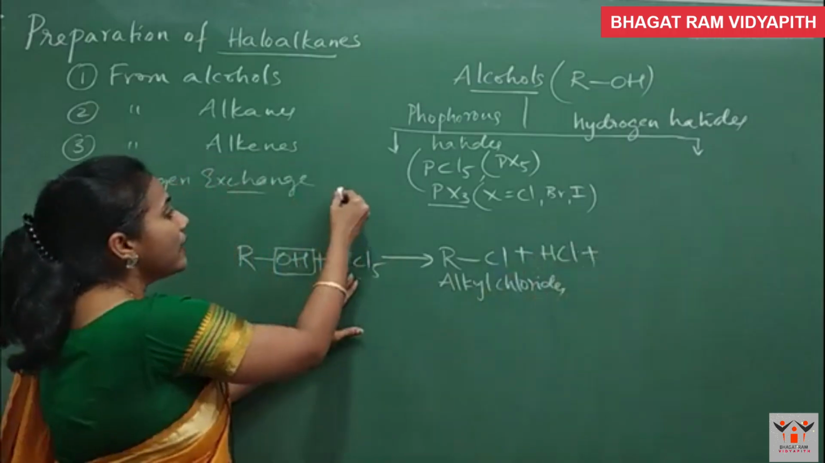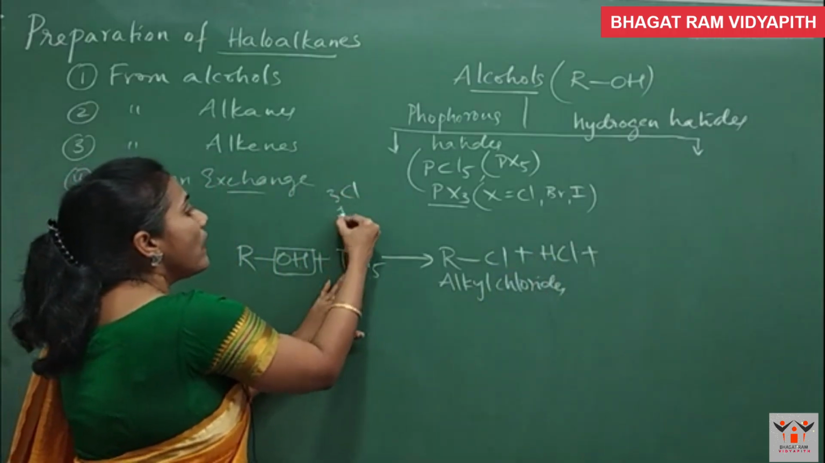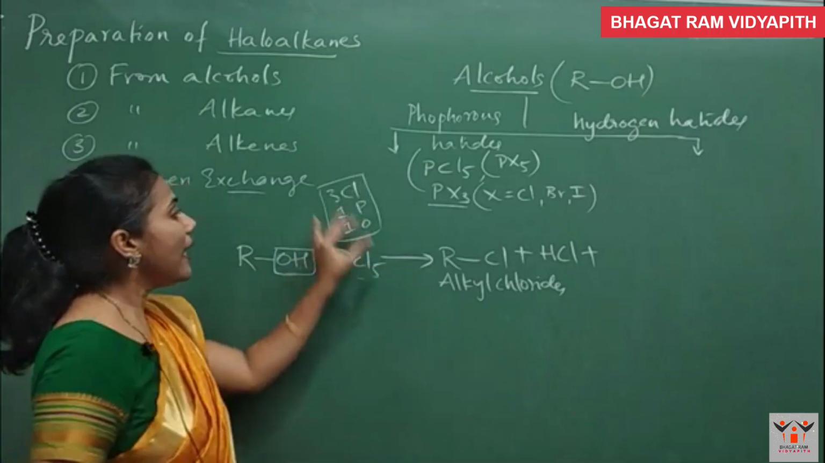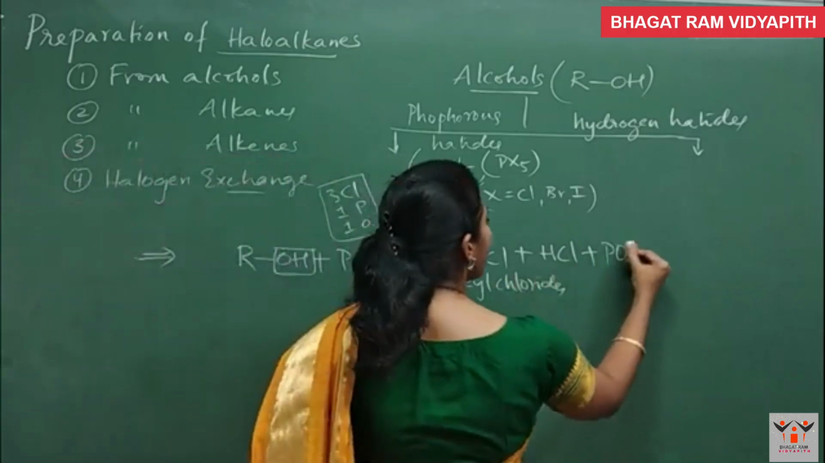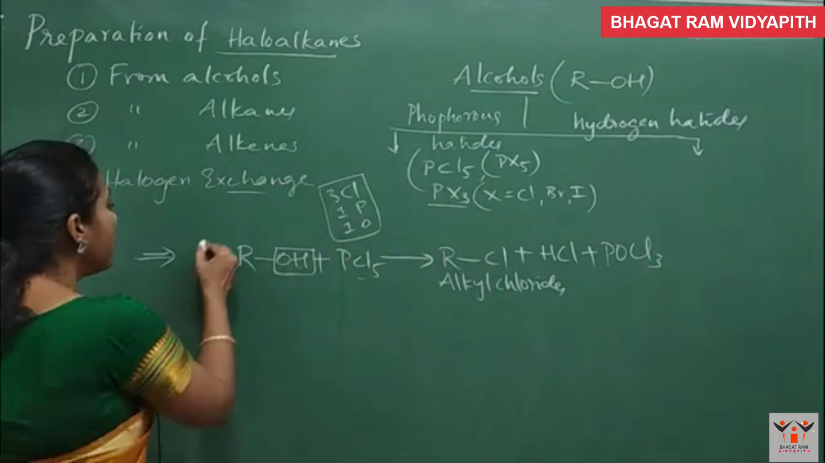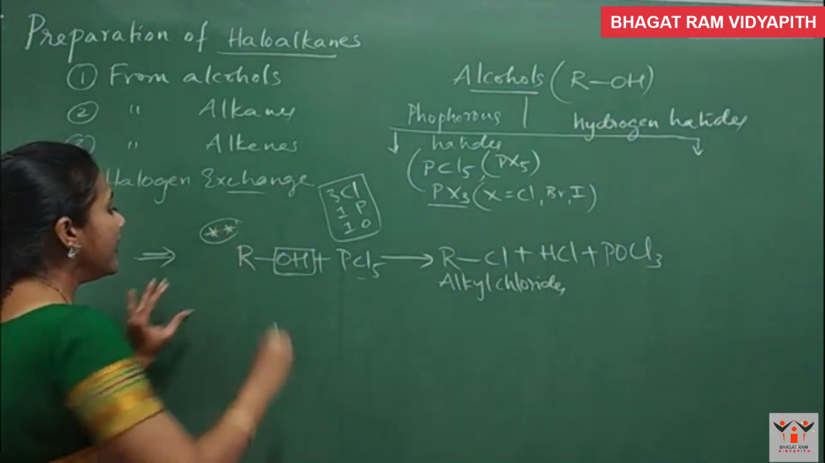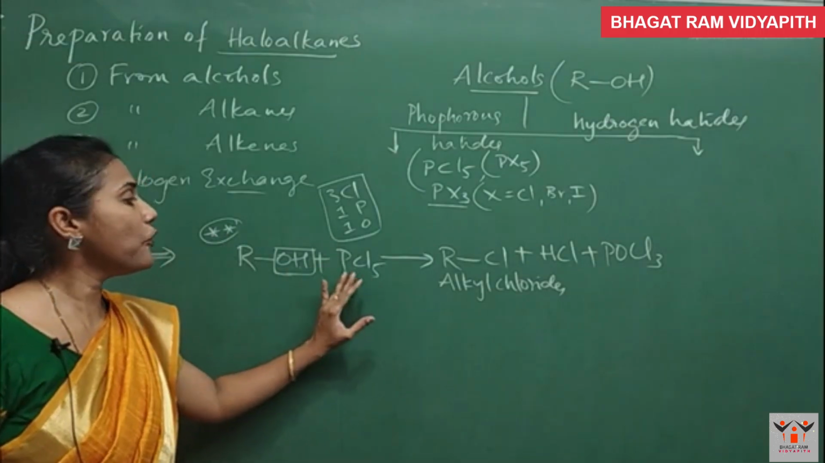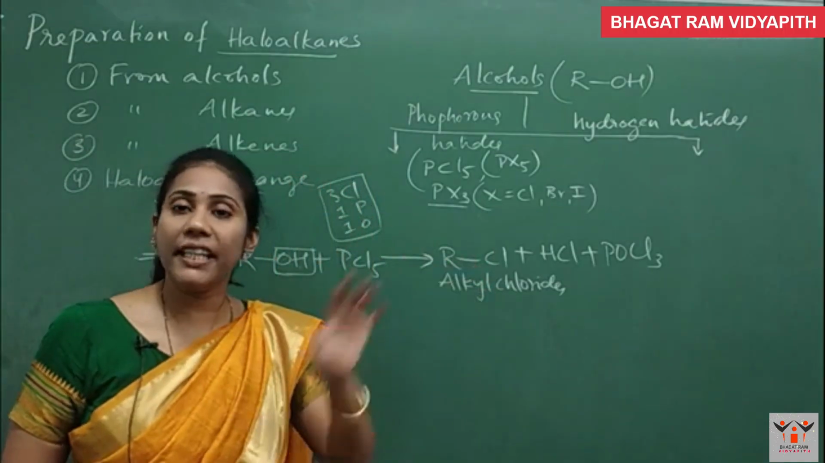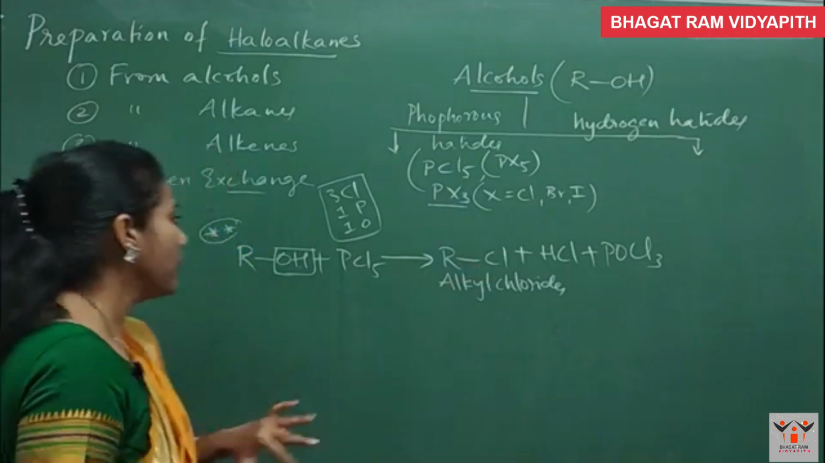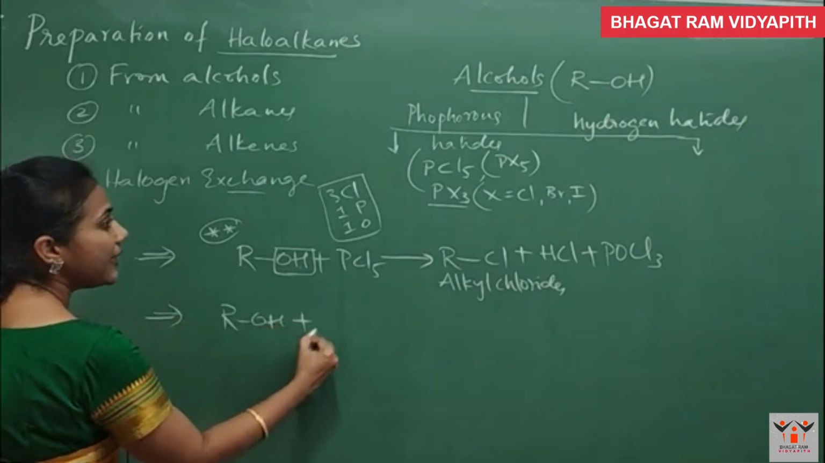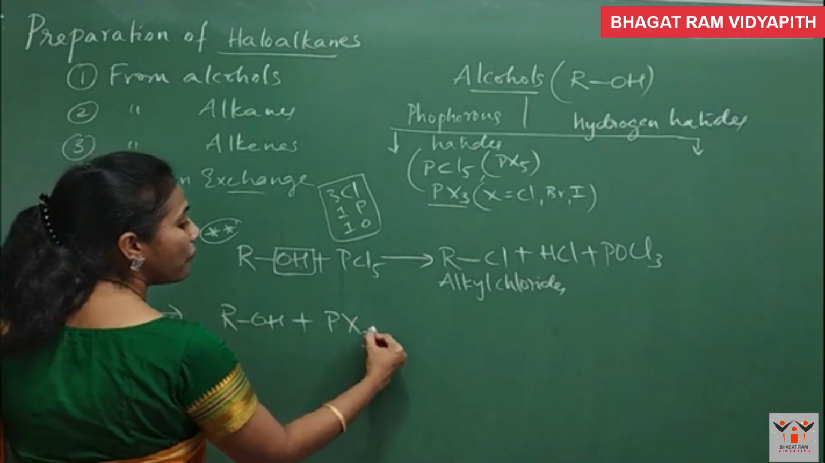Now what is remaining? 3 Cls are remaining, 1 phosphorus is remaining and 1 oxygen is remaining, right? So combine all of them, what do you get? POCl3. So POCl3 is another byproduct. This is a very important reaction. Whenever alcohols are treated with phosphorus pentachloride, you will get RCl, chloroalkanes. Clear? Fine.